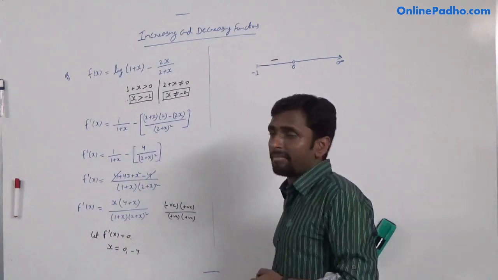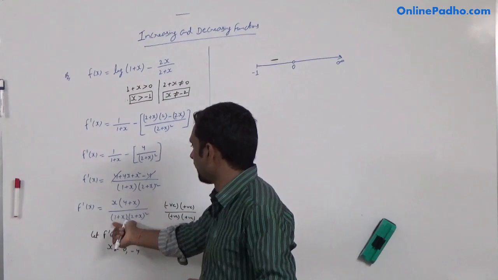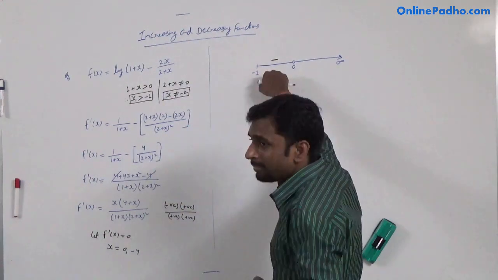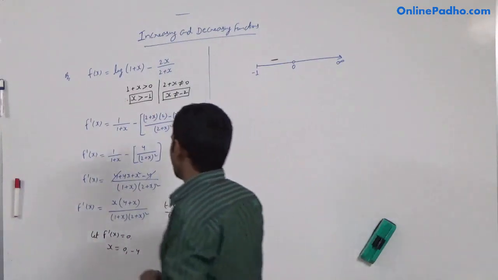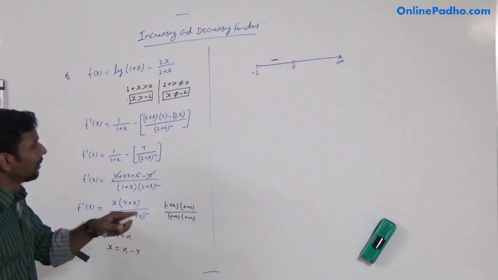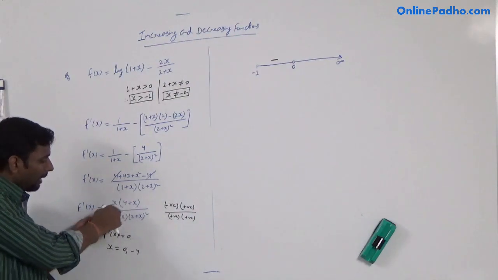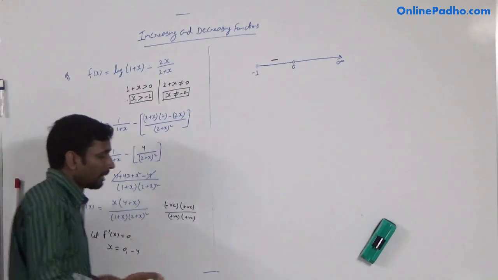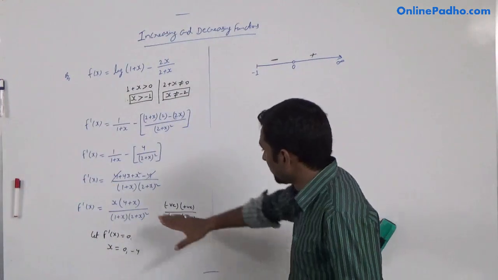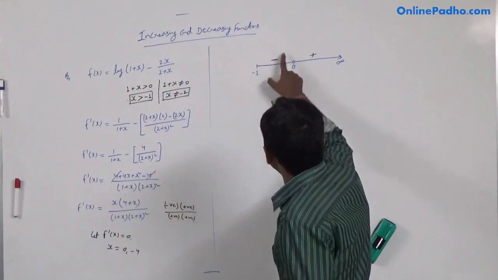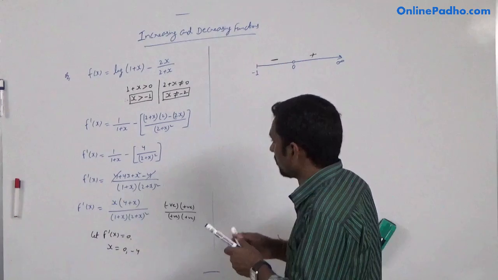If we take any value between -1 and 0 in this, we can say that f'(x) is negative. And from 0 to infinity, we can take any positive value, 0 to infinity, say 1. We can take 1 here. 4 + 1 is 5, 1 + 1 is 2. Each value is positive. So this is a positive value. So f'(x), this function, is negative in -1 to 0 and positive in 0 to infinity.